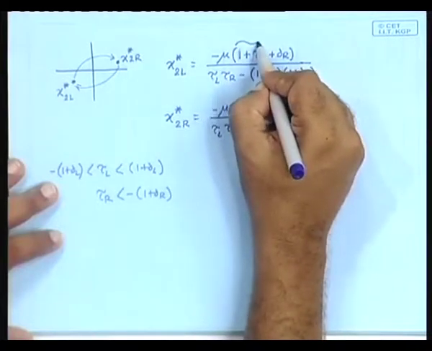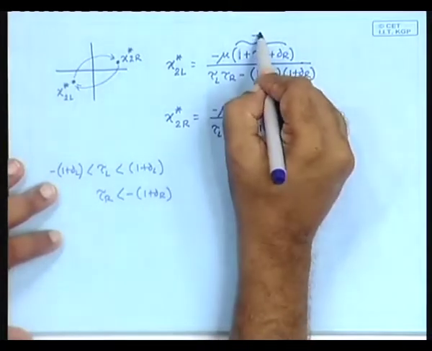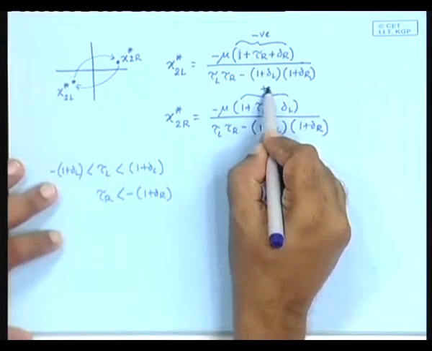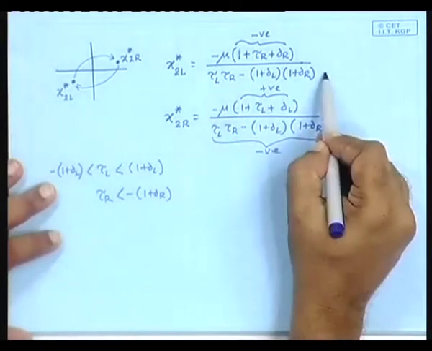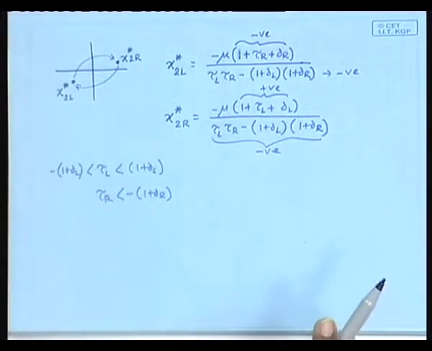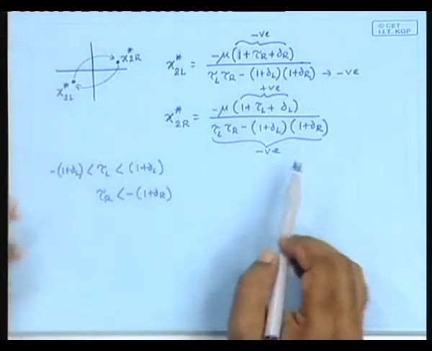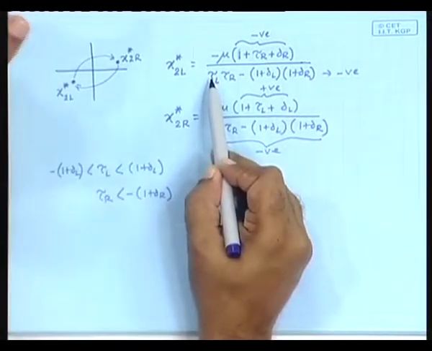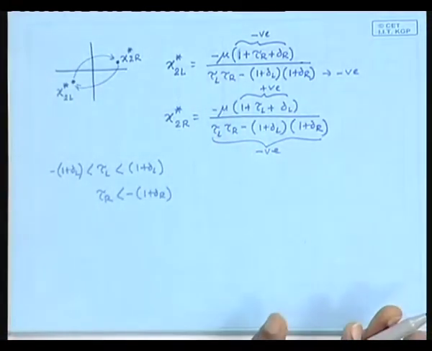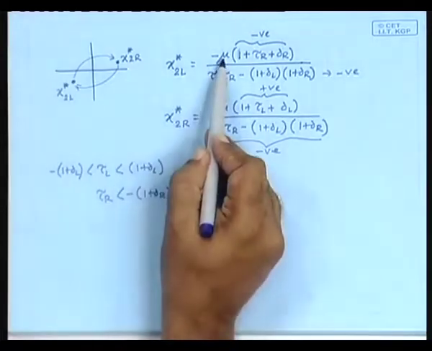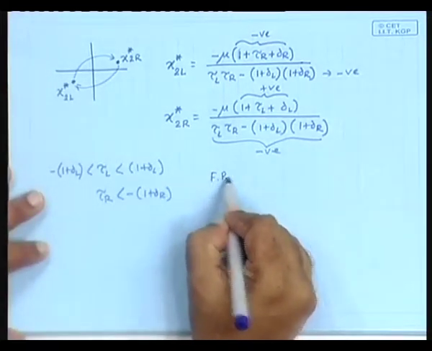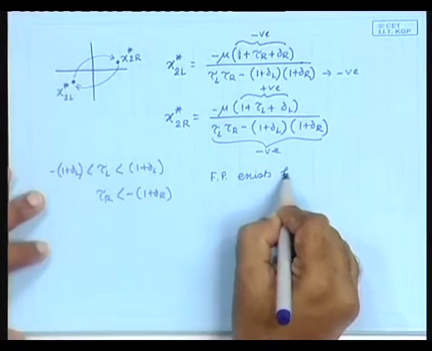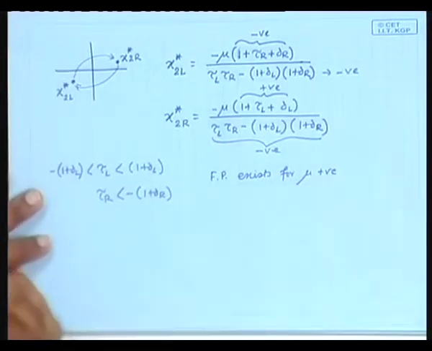So, pay attention. This is negative. This is positive. If this fellow is negative, for what value of mu will this fixed point exist? Positive. Then this term will be negative and this term will be positive. So, the fixed point exists for mu positive, right.